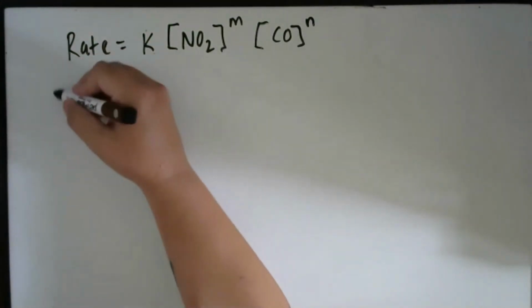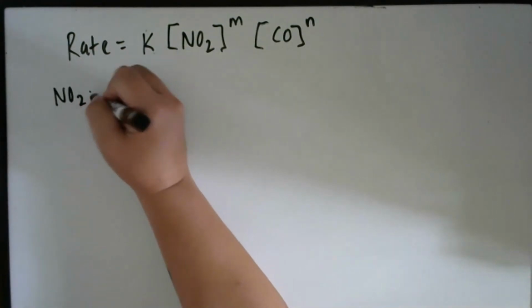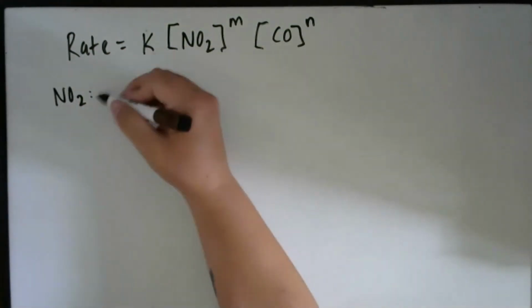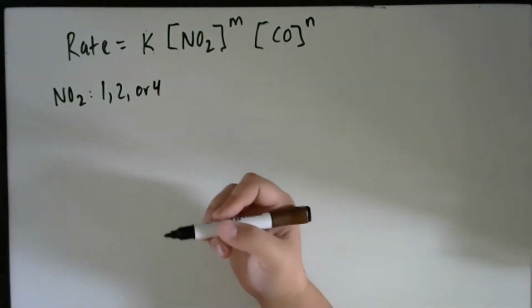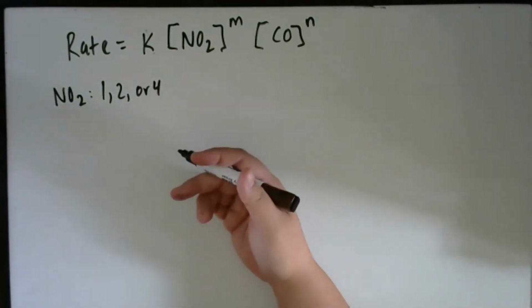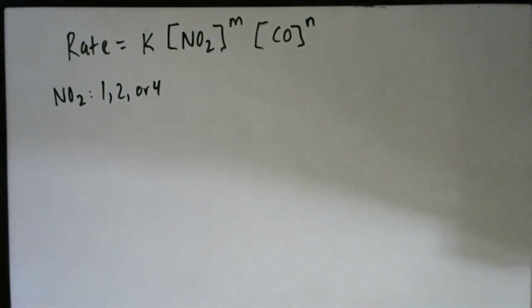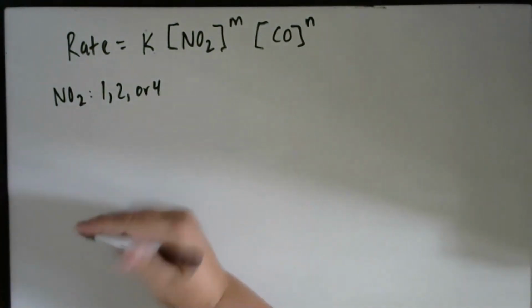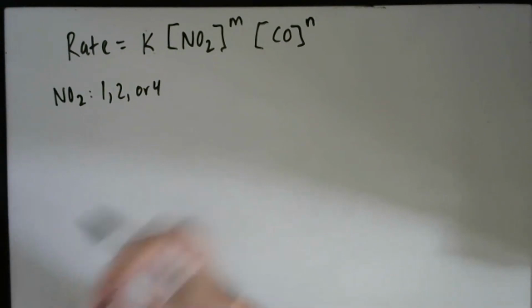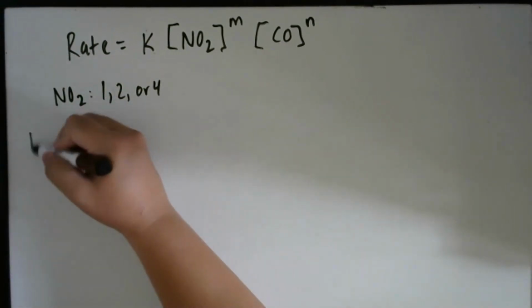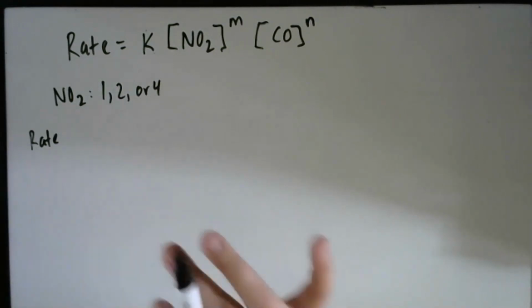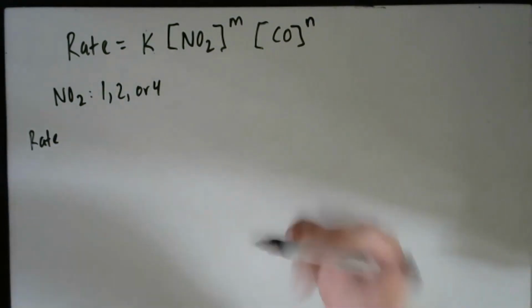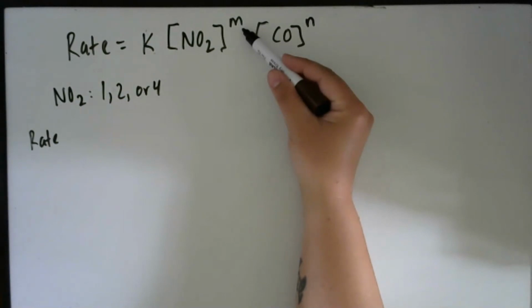So for NO2, we can use trials 1, 2, or 4 in order to figure out what m is. It doesn't matter which two you pick, but you have to pick two of these. I'm going to use 1 and 2, and we're going to set up a way to solve for our missing order value.